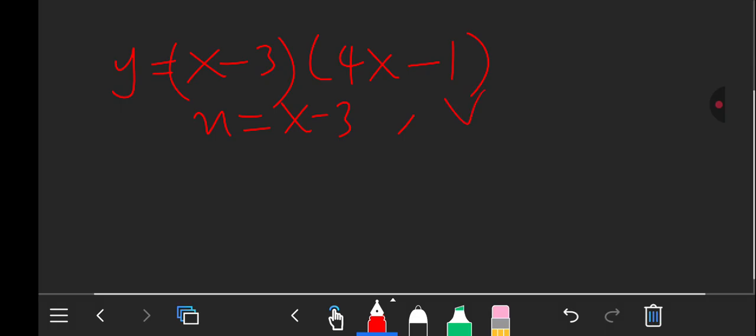Let v be equal to 4x minus 1. Then you find the derivative. Our u prime, the derivative of 3x minus 1, is just 1, the derivative of x. V prime, the derivative of 4x, is just 4. The derivative of negative 1 is just 0, so no need to write it.